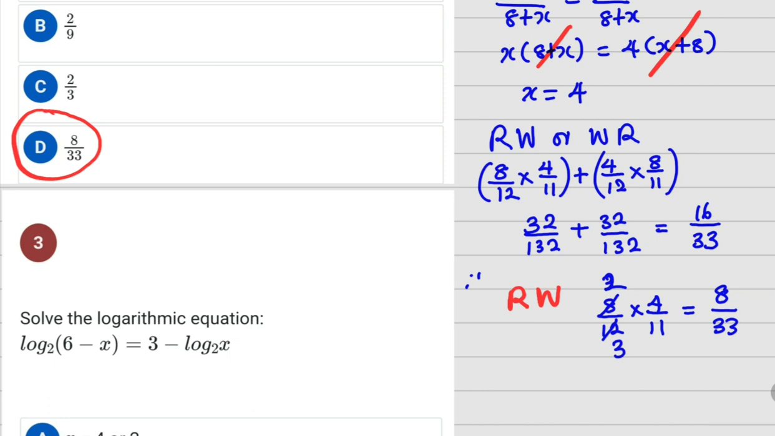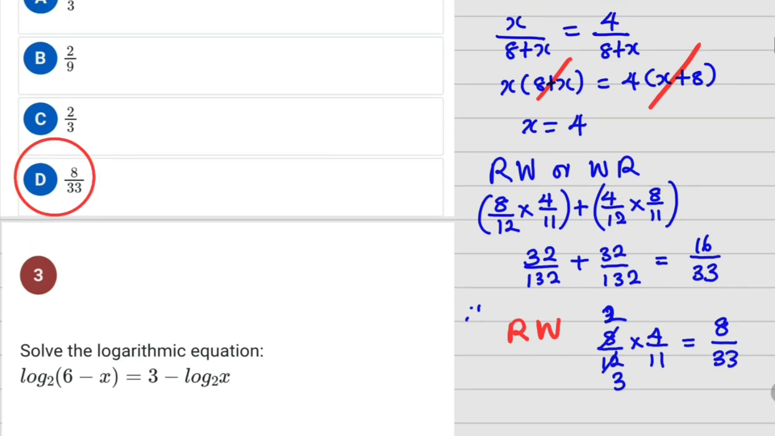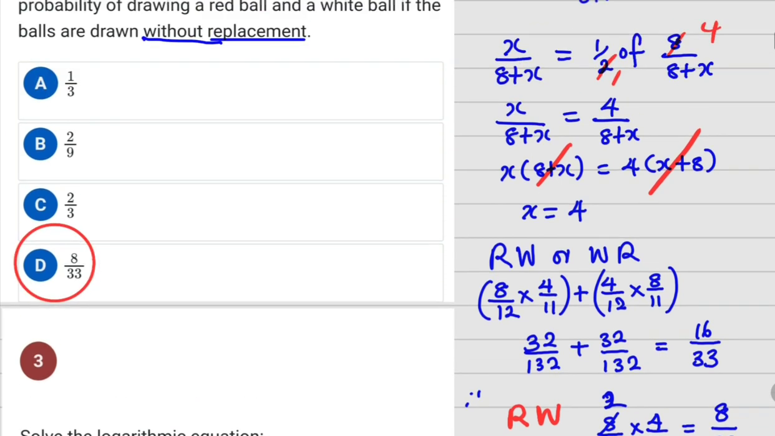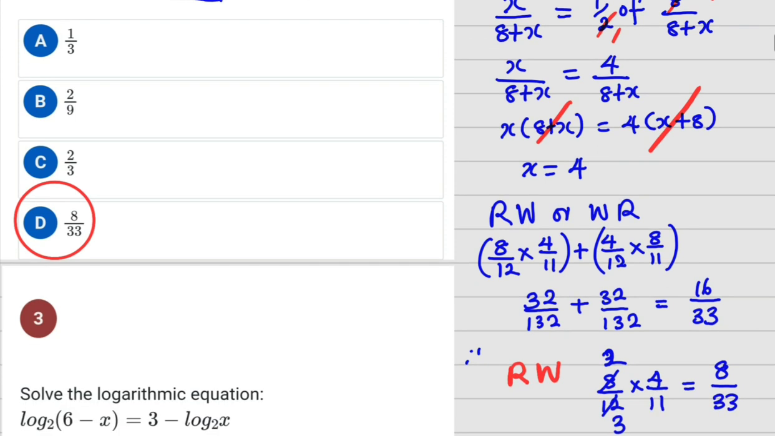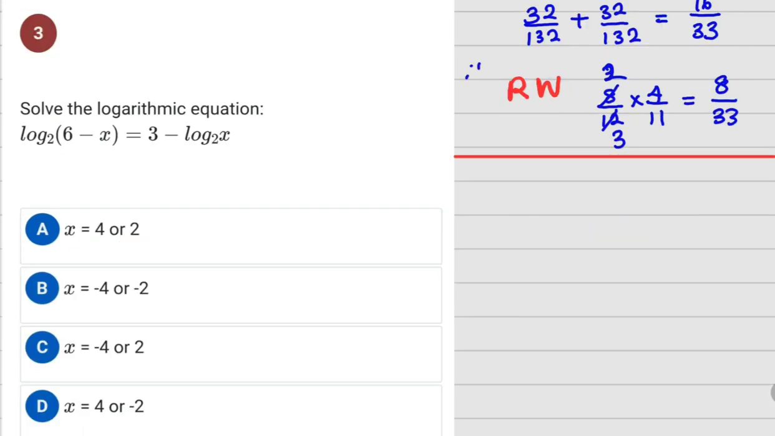So please, I want to believe you understood the explanation. That is why it is having this. But from the question, the answer is supposed to be 16 over 33. So let's move to the third question.